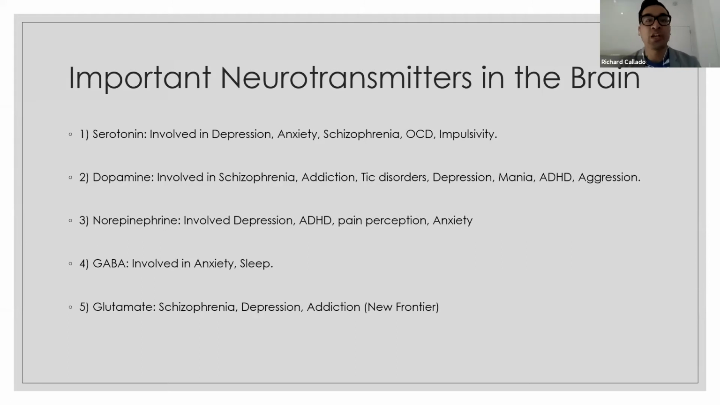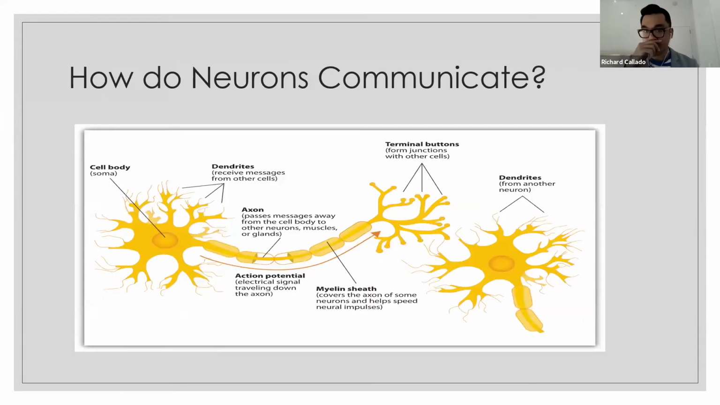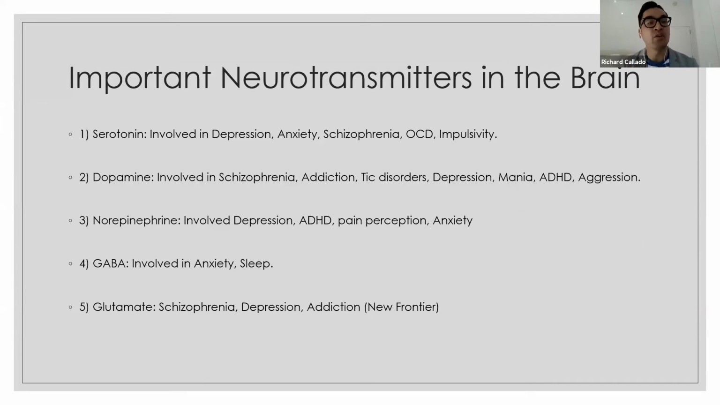So important neurotransmitters of the brain. So I'm going to go over, there's actually a few more, but I figured we'd just use the most basic ones right now. So we have serotonin, which I talked pretty in depth about, right? That's involved in depression, anxiety, schizophrenia, obsessive compulsive disorder, impulsivity. Then we have dopamine, which is involved in schizophrenia, addiction, tic disorders, depression, mania, ADHD, and also aggression, right? We have norepinephrine, which is also involved in depression, ADHD, pain perception, and anxiety.